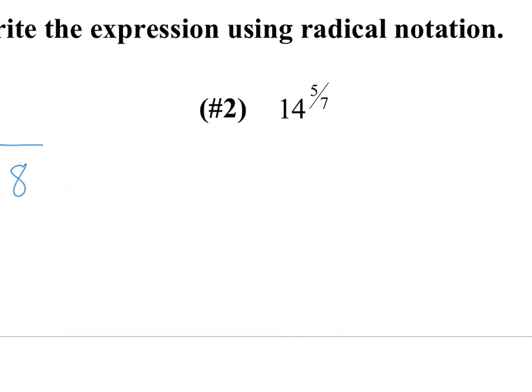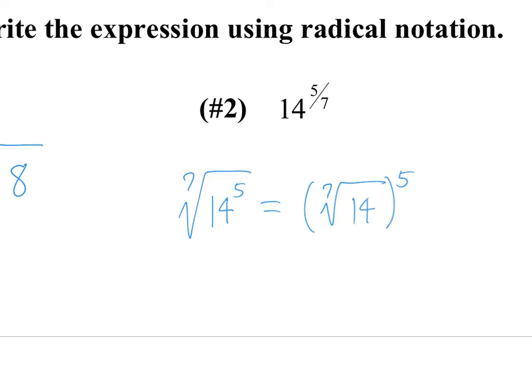All right, we have 14 to the 5/7 power, so it's going to be a 7th root. We have 14 to the 5th. Or I can rewrite this the other way. Remember, we can rewrite it with the 5 outside the parentheses. So I'm going to write parentheses, 7th root of 14, all to the 5th power, like this. Either way would be totally fine. And sometimes it makes more sense to do one or the other depending on how you're trying to solve.